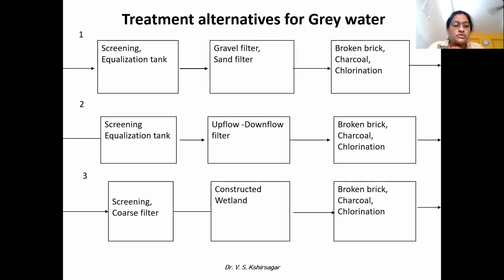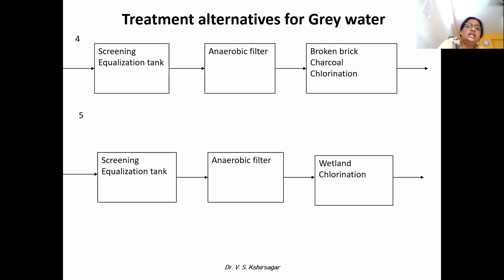Okay, screening, coarse filter, and constructed wetland. Then the broken brick, charcoal, and chlorination will be the same step ahead. Then the treatment alternatives for gray water: screening, equalization tank, anaerobic filter. For gray water, the fourth treatment we can provide: screening, equalization tank, anaerobic filter, and the same process.